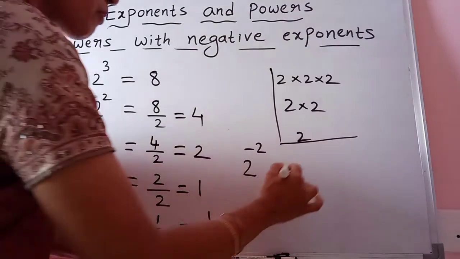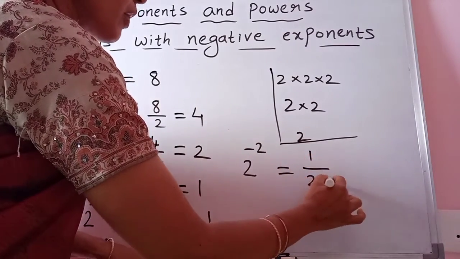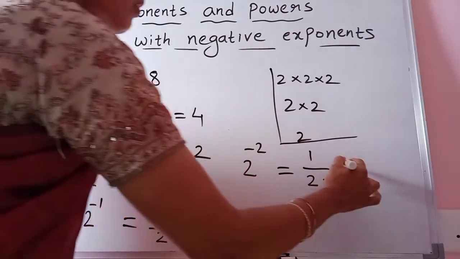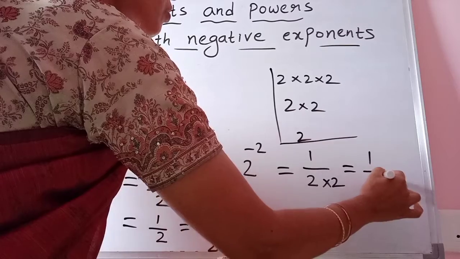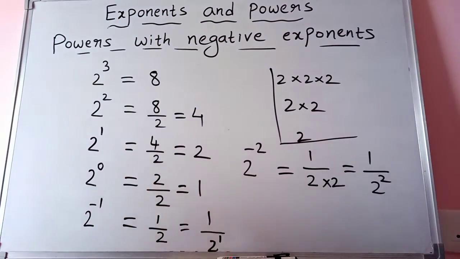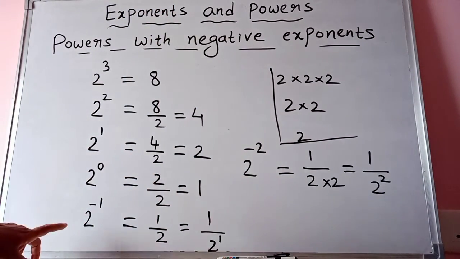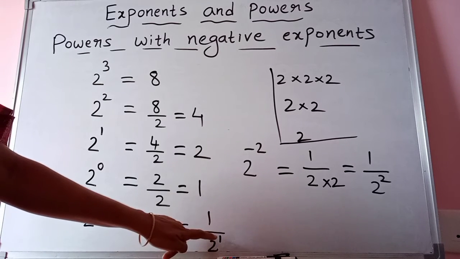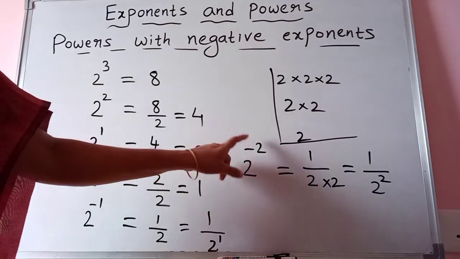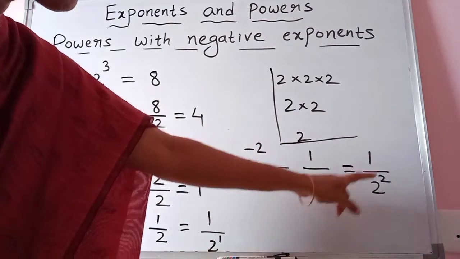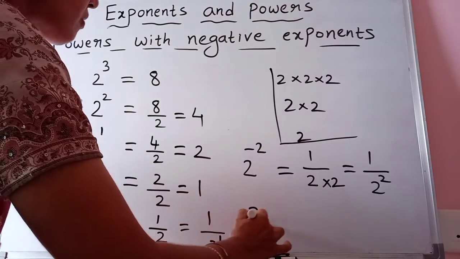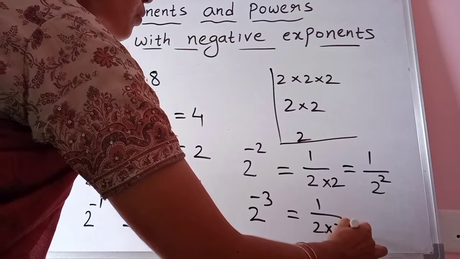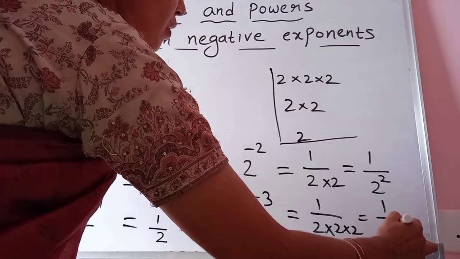From the previous result 1 by 2, I am decreasing 1 more, that is 1 by 2 into 2, which is nothing but 1 by 2 squared. Now from this what do you observe, children? 2 to the power of minus 1 is equal to 1 by 2 to the power of plus 1, and 2 to the power of minus 2 is equal to 1 by 2 to the power of plus 2. Similarly, 2 to the power of minus 3 is equal to, yes, 1 by 2 into 2 into 2, that is 1 by 2 to the power of plus 3.